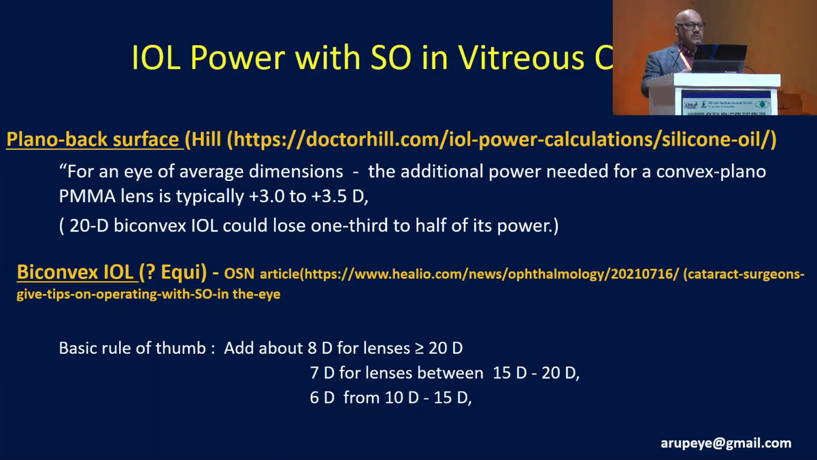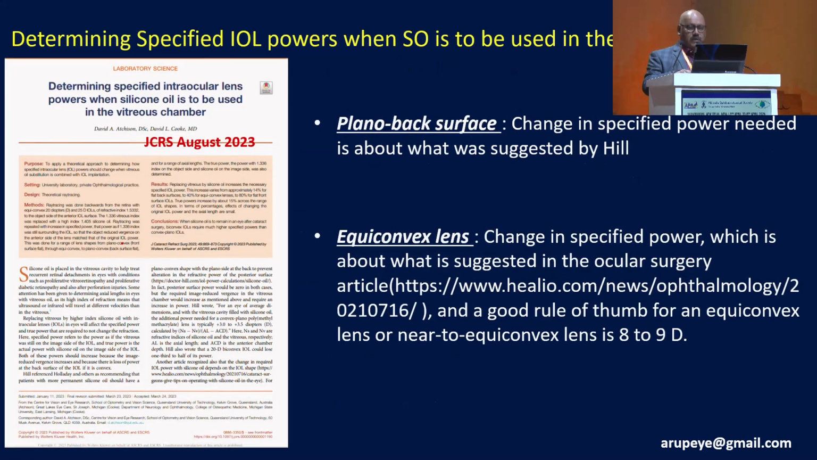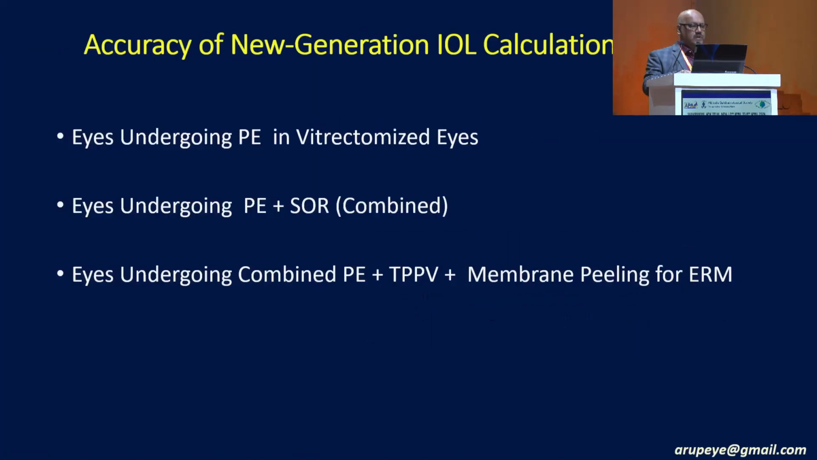Actually, if you see the Warren Hill site, he suggests the use of a lens which is 3 to 3.5 diopters more if you implant a plano convex lens with the plano surface facing posteriorly. And if it is a biconvex IOL, then the basic rule of thumb is for lenses more than 20 diopters, add 8 diopters. For lenses between 15 and 20 diopters, you add 7 diopters, and add 6 diopters for lenses between 10 and 15 diopters. These are all situations where the silicone oil is retained in the posterior segment after the cataract surgery. These results have been corroborated by a couple of studies, as I've shown here.